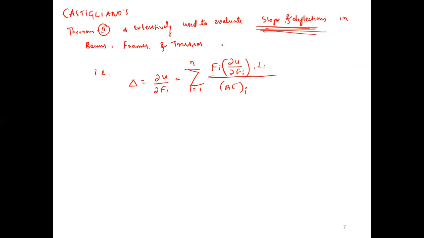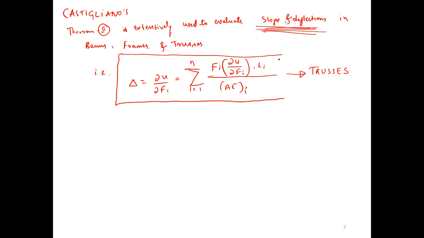Finally, the remaining terms are dou u by dou Fi. That's why in 2Fi the 2 will get cancelled. This is the important thing: dou u by dou Fi. This is the thing you have to write. This is for which member? This is for trusses. This is the equation you have to remember using Castigliano's theorem 2 for trusses. For trusses.